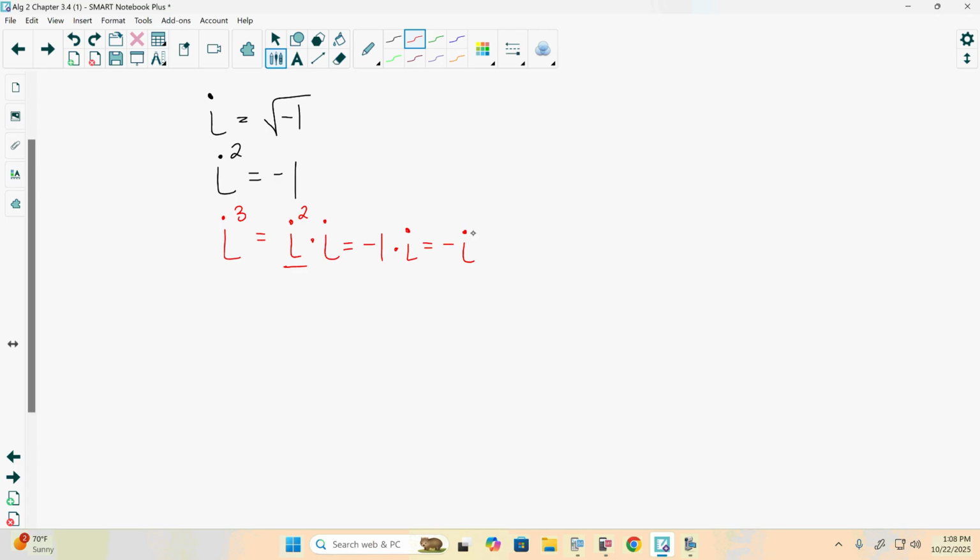So i is i. i squared is negative 1. i cubed is negative i. So far, not a whole lot that we've said or seen here. It's not that bad.